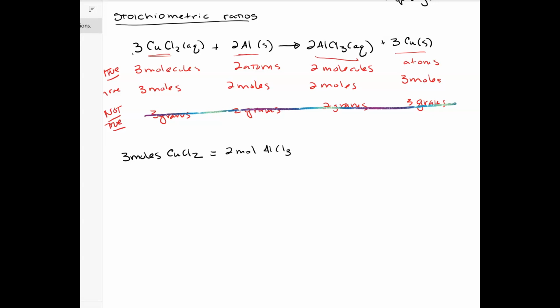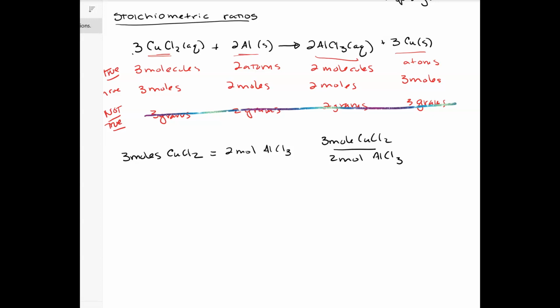Now you know how to take an equivalence and use it to create conversion factors. The conversion factors that come from these molar equivalents are called stoichiometric ratios. So we would say 3 moles of copper chloride per 2 moles of aluminum chloride, and the multiplicative inverse.